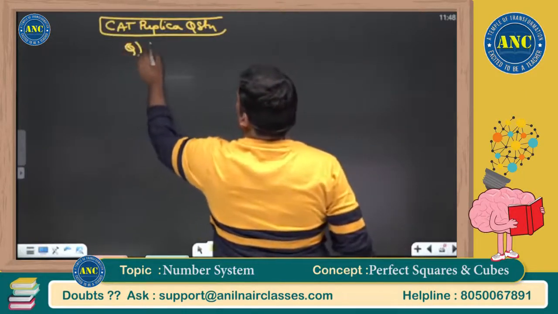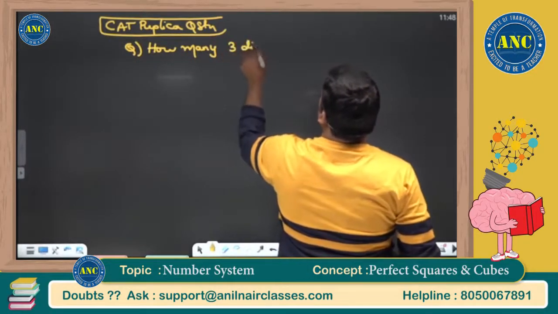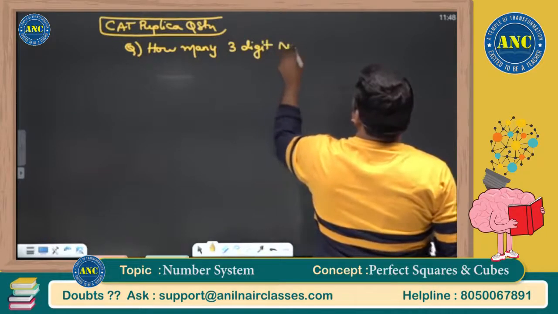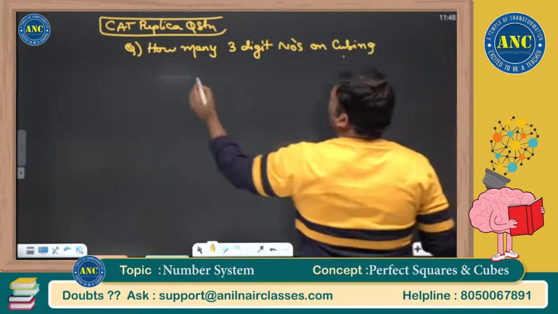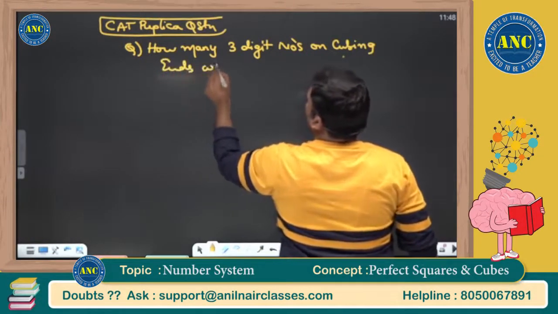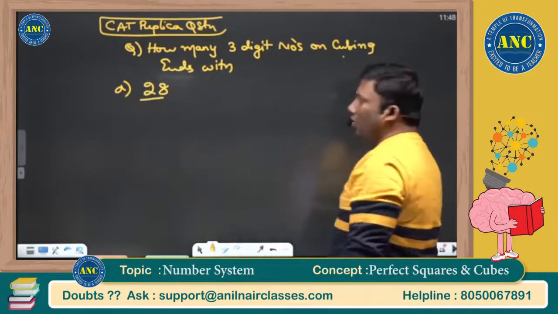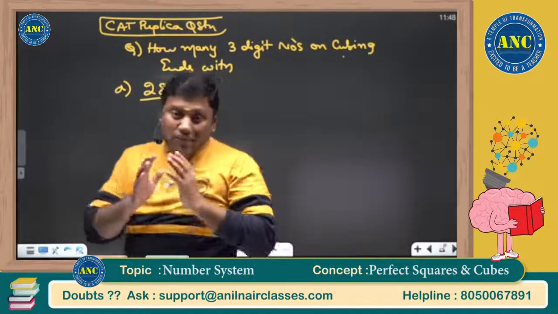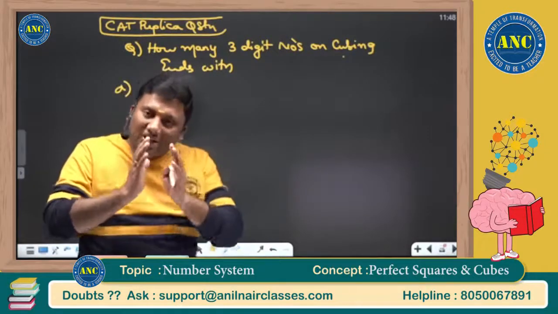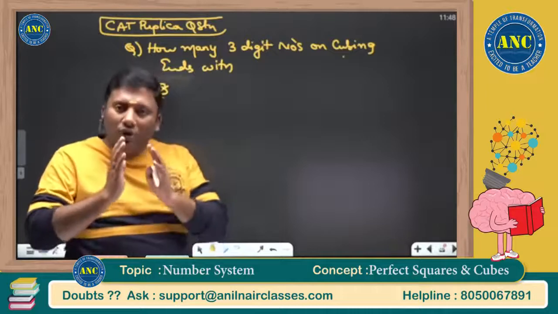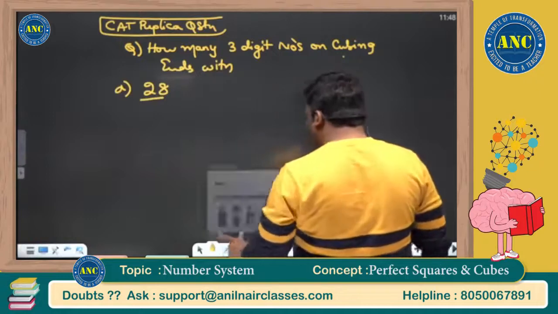Question. How many 3-digit numbers on cubing end with 28? How many 3-digit numbers on cubing? The same question we did for squares yesterday: how many 4-digit perfect squares will have tens place odd number, tens place even number, unit digit, so and so particular value? How many 3-digit numbers on cubing end with 28?